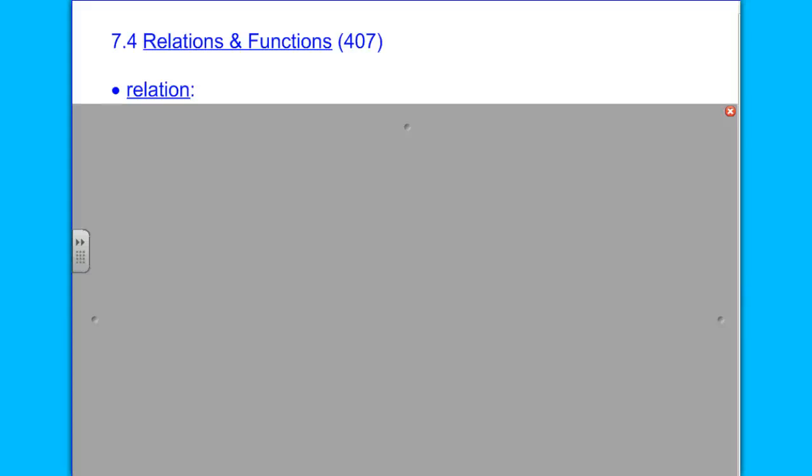Section 7.4, and we are talking about relations and functions. So let's start with understanding these words a little bit. Relation, when we hear the word relation, like you have a relationship, what does that mean?